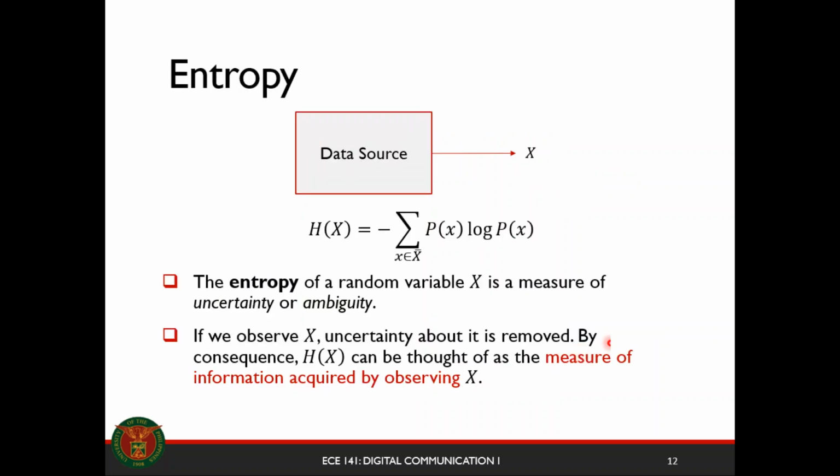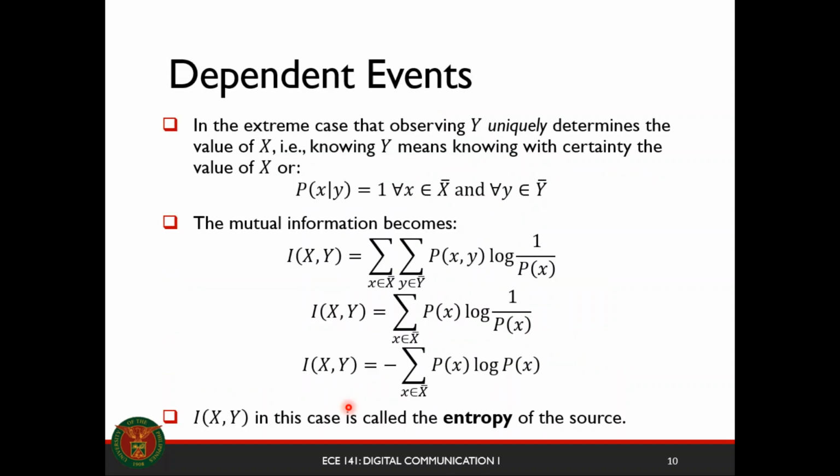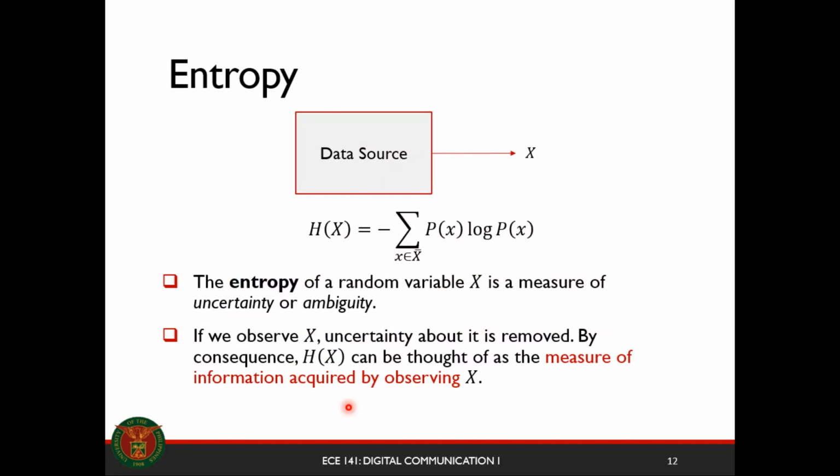So now let's look at the concept of entropy. It's the mutual information of a variable with itself, which is equal to this. So the entropy of a random variable is a measure of uncertainty or ambiguity. The higher the entropy of the data source, the more uncertain you are of what is coming out. If we observe x, uncertainty about it is removed. By consequence, H of x can be thought of as the measure of information acquired by observing x, because it's derived from the mutual information, as you can see here. But the self-entropy or the self-information of your data source defines how uncertain you are when you are trying to guess what value is going to come out of that data source. That's the interpretation of entropy.